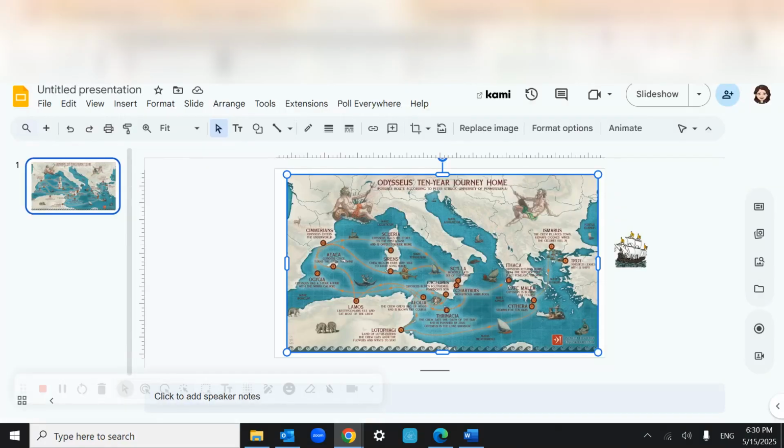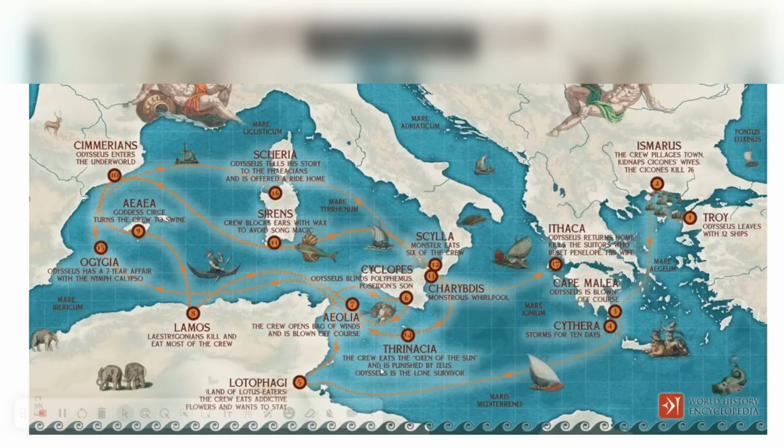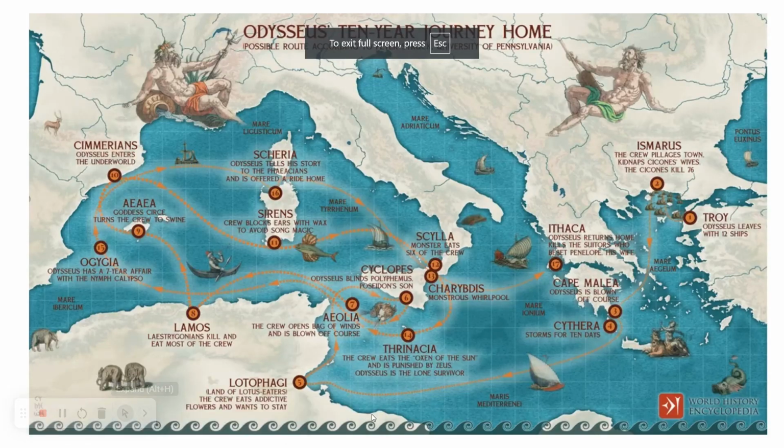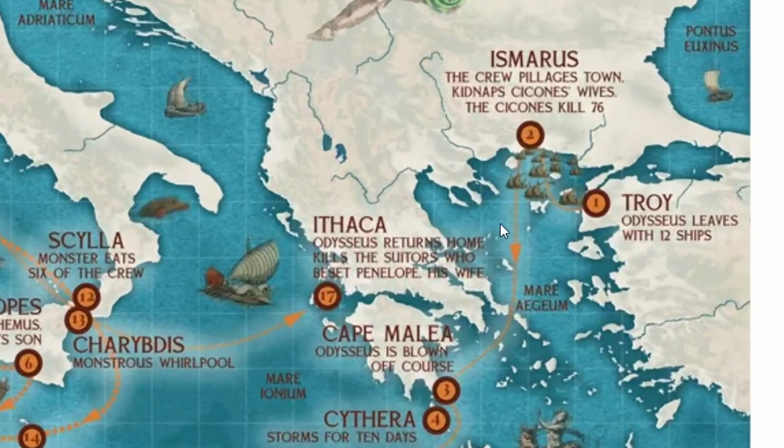Here's an example of taking a map from the unit and book study of Ulysses, where my students were learning about the voyage of Ulysses' ship from Troy to Ismarus and then down to Cythera.